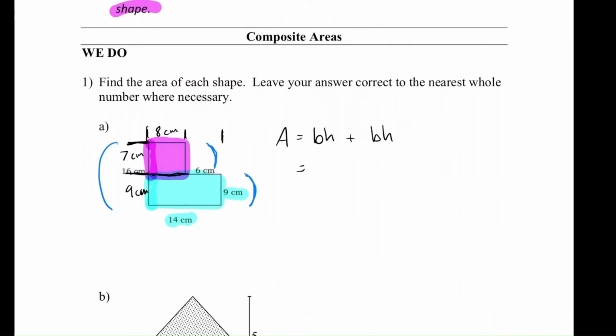So now we can just fill in the area formula, 7 times 8 plus 14 times 9. That was my base and height of that rectangle and my base and height of that rectangle. Now, once you get to this phase of the question, you just put these numbers into your calculator exactly as we've written them. 7 times 8 plus 14 times 9, equals, and your calculator tells you the answer of 182 centimeters squared. We're still working in area, so we're still putting those square units on all our answers.